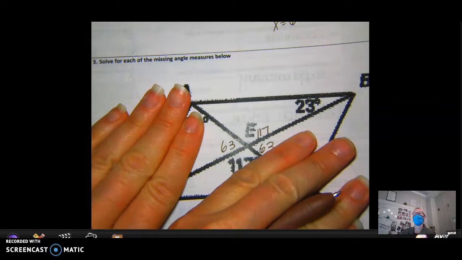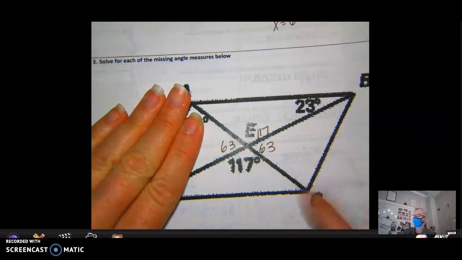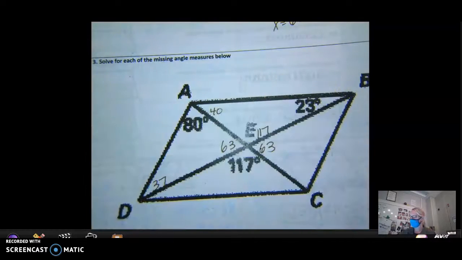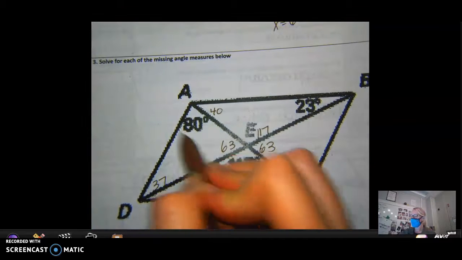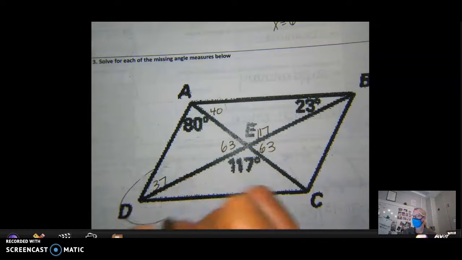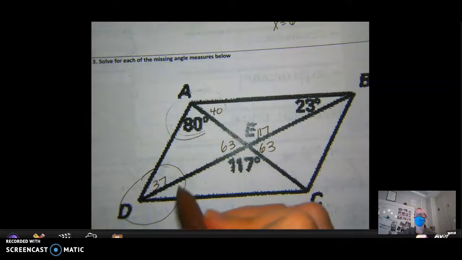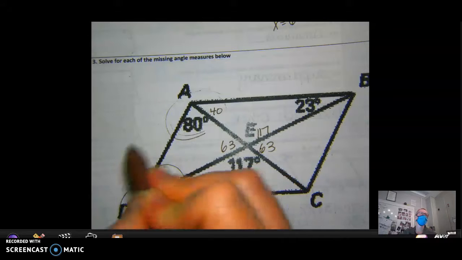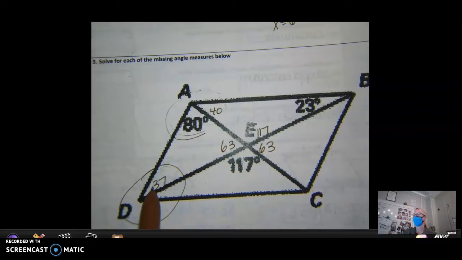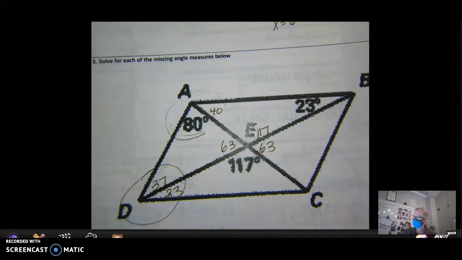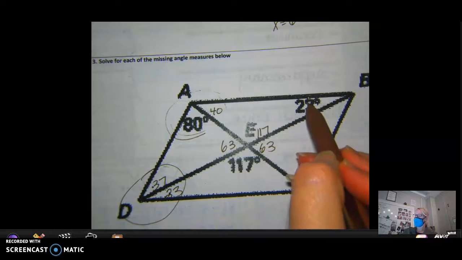So 23, 117, take that away from 180. What am I left with? 40. So this angle right here is 120. Do you guys see that? So how many degrees would have to be down here? If this angle up here is 120, this angle down here would have to be how much? 60. We already found the 37 from it. So how many degrees are left for this guy? 23. Oh, what do you guys notice?